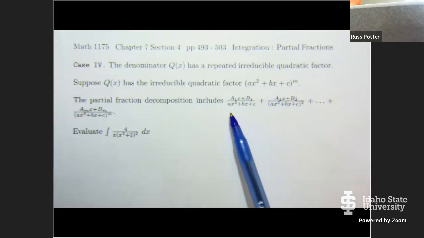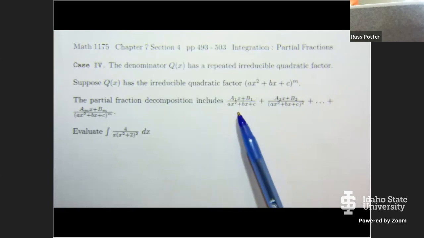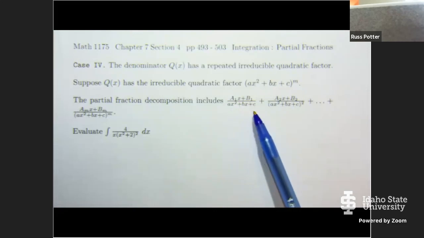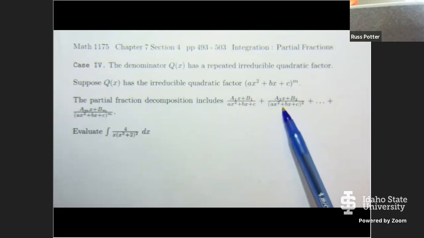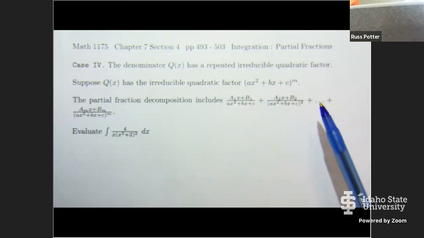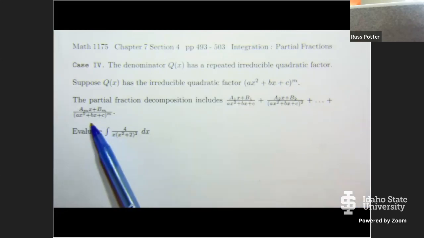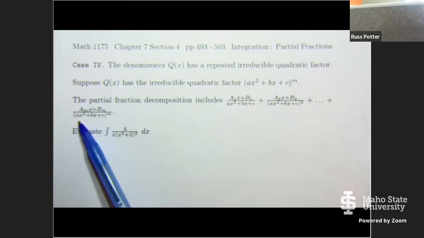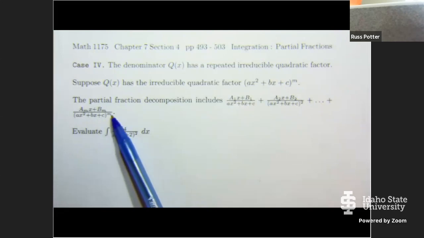So that means the partial fraction decomposition will include a sub 1 times x plus b sub 1 over ax squared plus bx plus c, plus a sub 2 x plus b sub 2 all over ax squared plus bx plus c to the second, and so on and so on. The last one is a sub m x plus b sub m divided by ax squared plus bx plus c to the power m. So it looks pretty ominous if that ever happens.